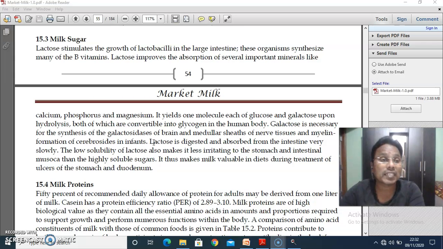This organism synthesizes many of the vitamins. It means that when we consume milk, we feel the sweetish taste of the milk, and that sweetish taste is generally produced due to the presence of this milk sugar, that is called lactose. And the importance of lactose is that it stimulates the growth of lactobacilli.